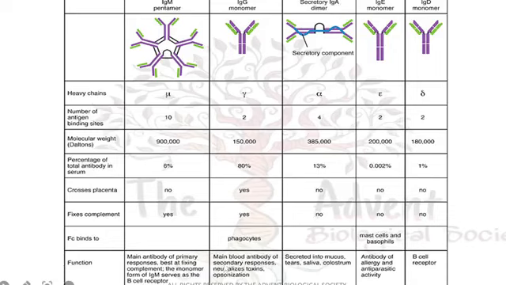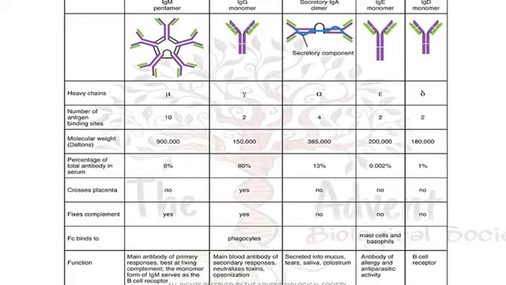So the next point is about the IgG monomer. It is the main blood antibody of the secondary responses, neutralizes toxins and helps in opsonization. IgA is secreted into mucus, saliva and colostrum. So the IgA antibody is present in colostrum, the milk, that is the yellowish milk present at the beginning.